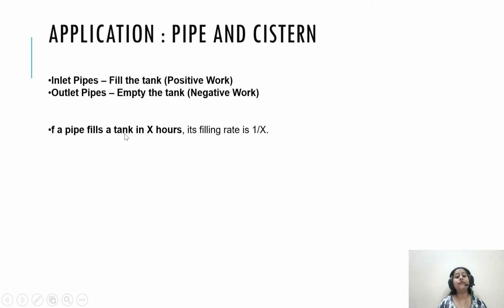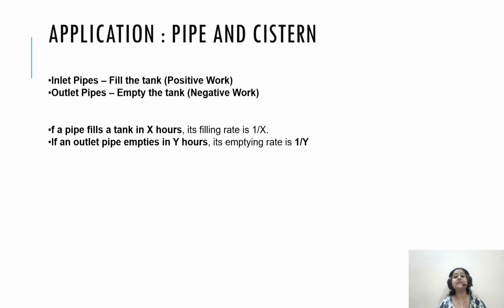Just like the previous formula, if a pipe fills a tank in X hours, its filling rate, which means efficiency rate, is 1 by X. And it is the same in case of outlet pipes. If an outlet pipe empties the tank in Y hours, its efficiency rate, or its emptying rate, is 1 by Y.